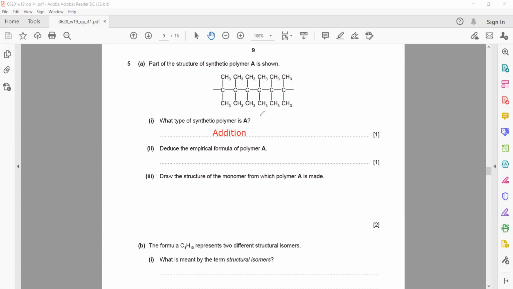Draw the structure of the monomer. So how to deduce the structure of the monomer? What you will do is just take two carbon atoms, the first two carbon atoms, and hide the rest of them. And make a double bond between the two carbon atoms. So what will it become? It will become a monomer.